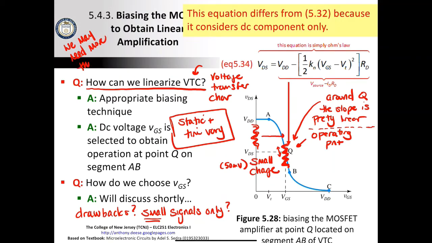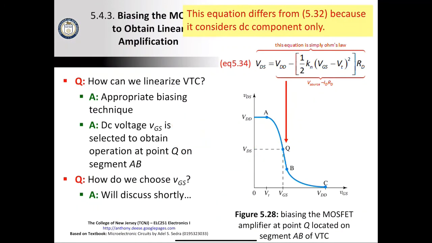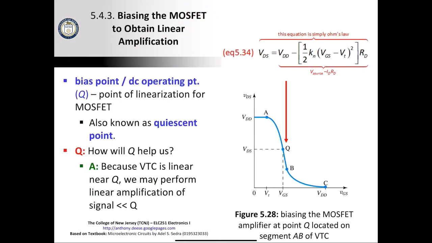So that's how we're going to linearize it. We're going to pick an operating point, and we're going to have our input vary around that operating point over a small range. So this point Q is the bias point, the DC operating point, static operating point, large signal operating value. And like I said before, it helps us because it puts us on a point of the curve where the transfer characteristic is relatively linear.